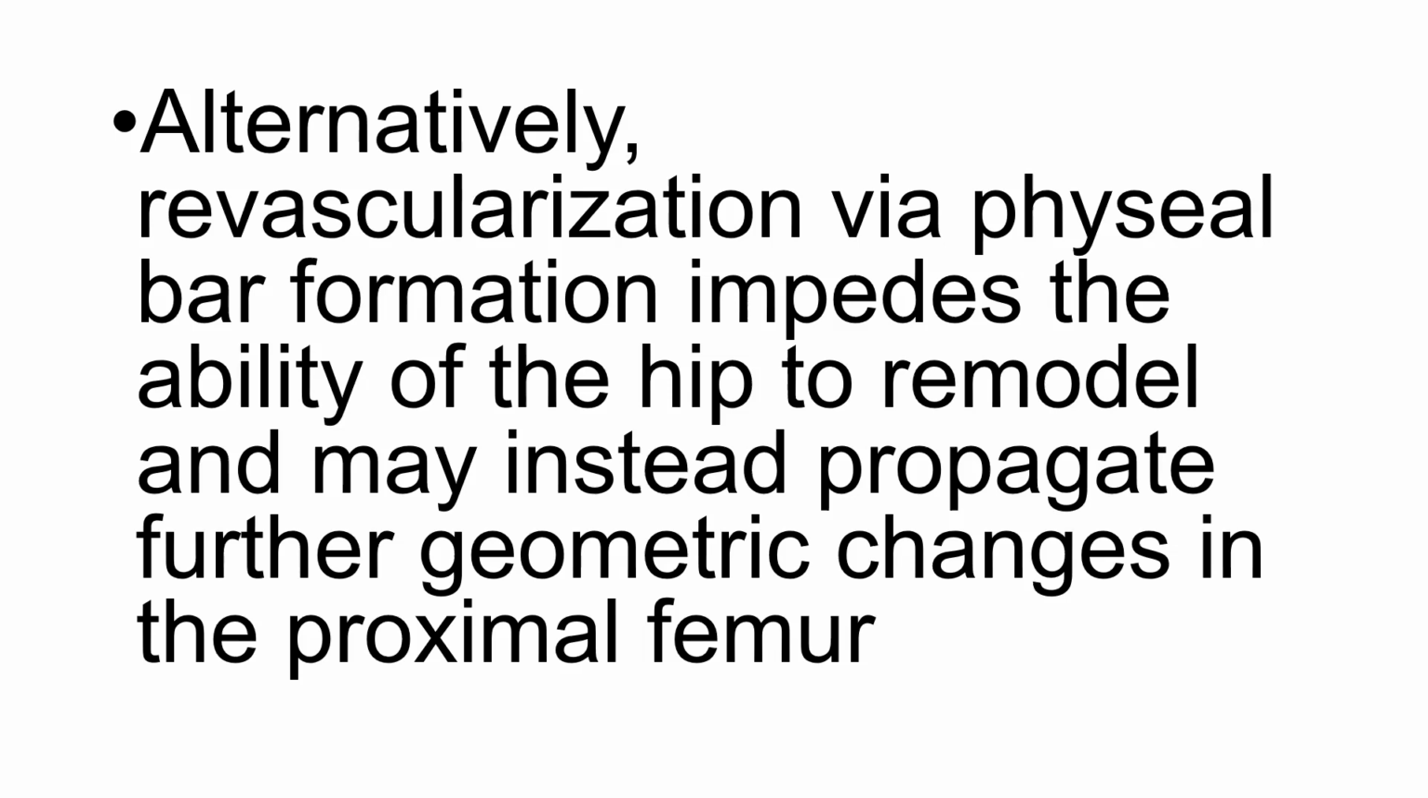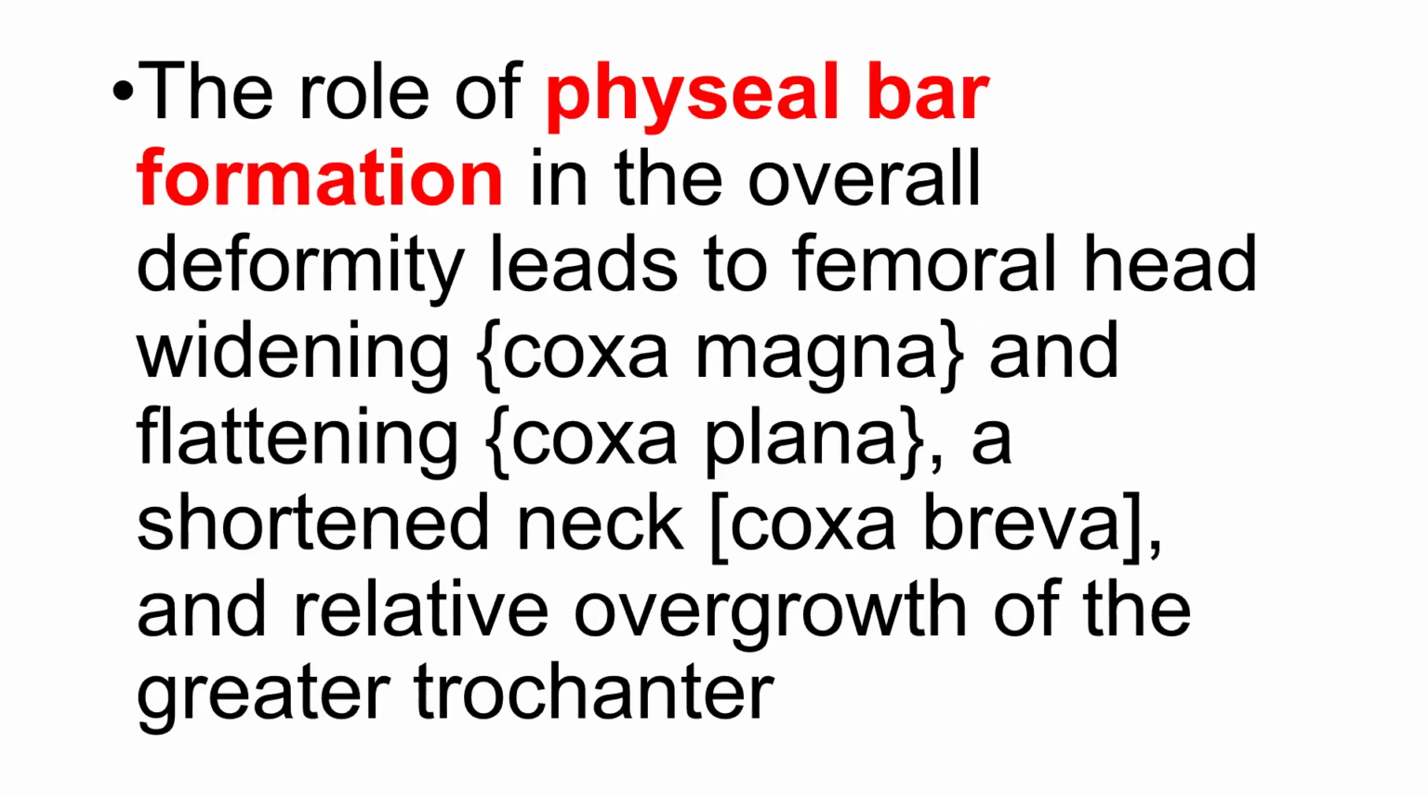The role of the physeal bar formation in the overall deformity leads to femoral head widening, coxa magna, widening of the femoral head, flattening, coxa plana, a shortened neck, coxa breva, and relative overgrowth of the greater trochanter due to the intact physis or apophysis, while in the head, the physis is obstructed, the growth secondary to a bar.